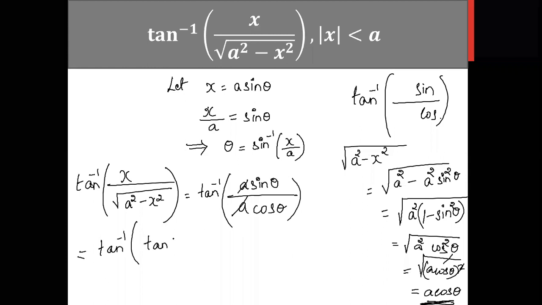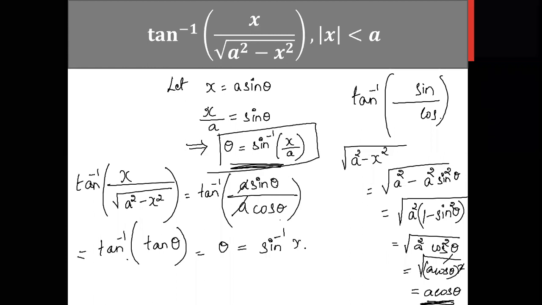Good. So it is tan theta. So what is tan? A gets cancelled, Selvina. Sin theta by cos theta is tan theta. What is tan inverse of tan theta? It is theta. But what is theta? Theta we had taken as sin inverse x by a. So this is your answer.